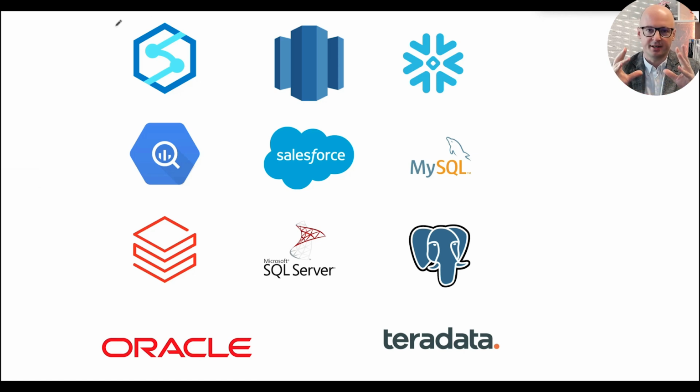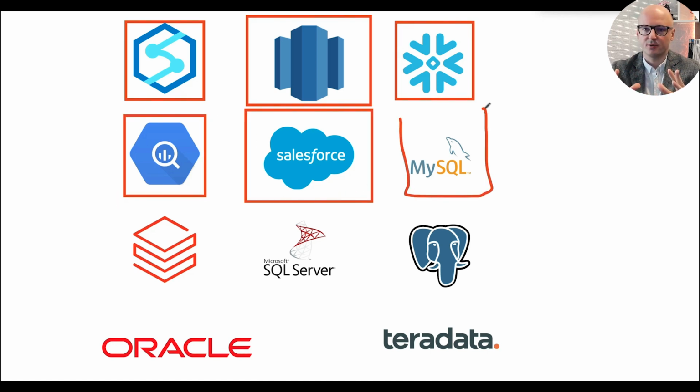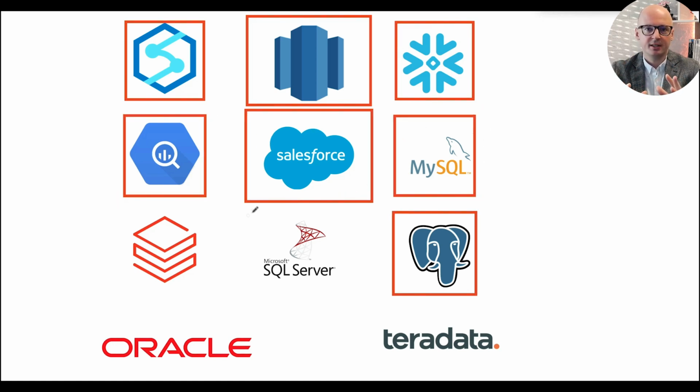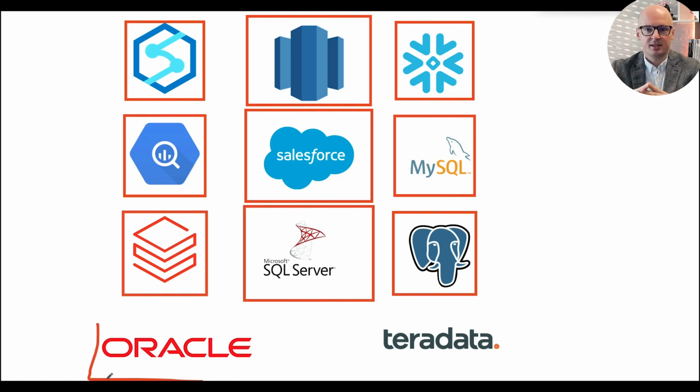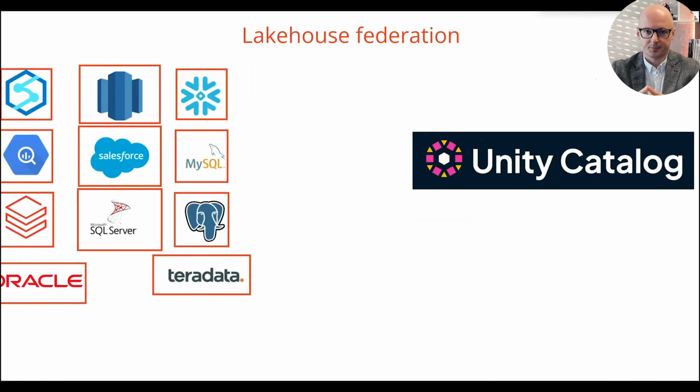The sources are Synapse, Redshift, Snowflake, Google BigQuery, Salesforce Data Cloud, MySQL, PostgreSQL, and Microsoft SQL. Also, you can federate another Unity Catalog. Soon, Teradata and Oracle will join the club.